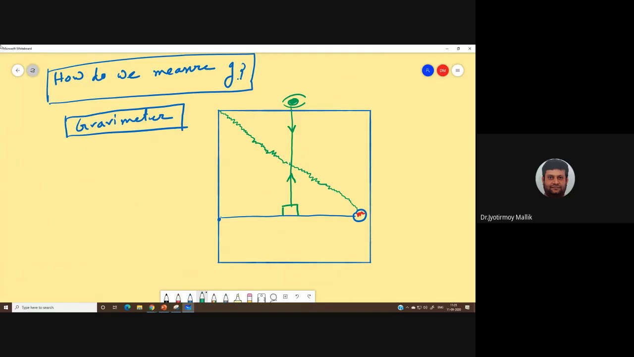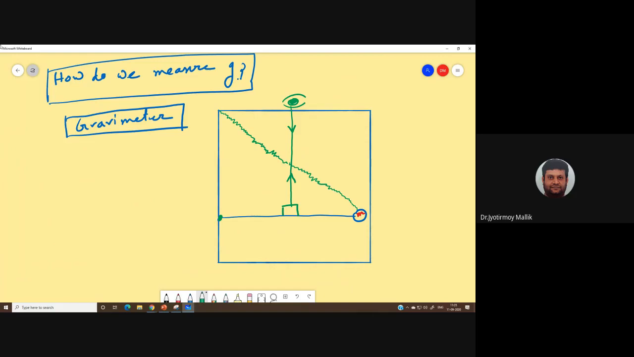So this is the basic principle of a gravimeter. You can see that there is a mass m, which is tied at two ends, one with a very flexible arm, and another with a spring. At a particular place it is calibrated so that this arm is straight and horizontal.